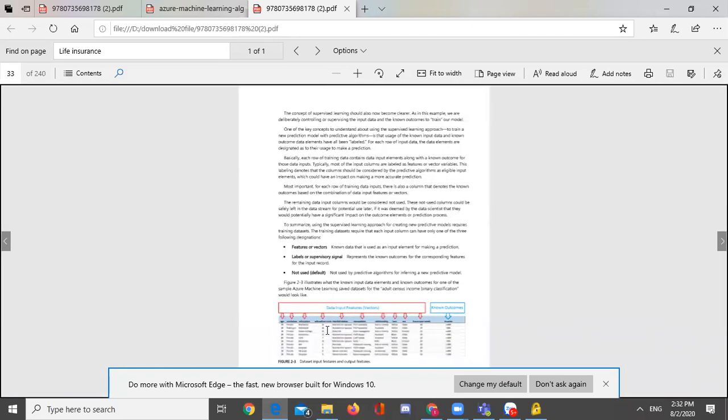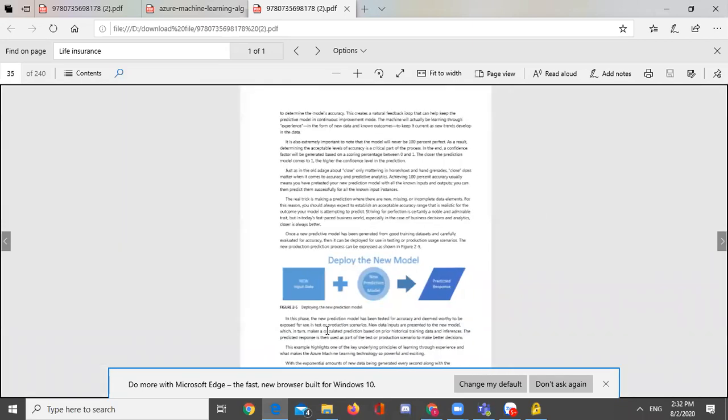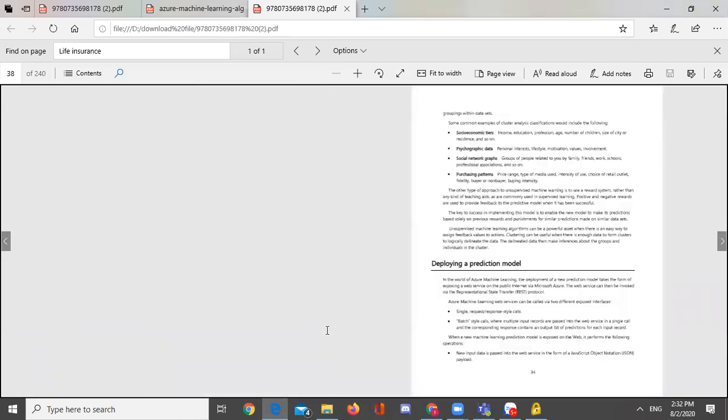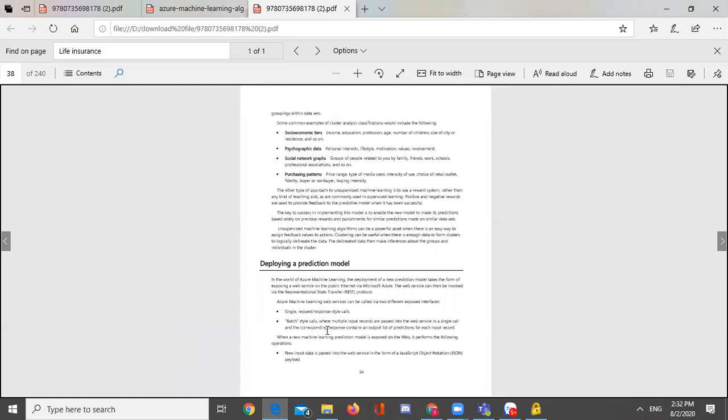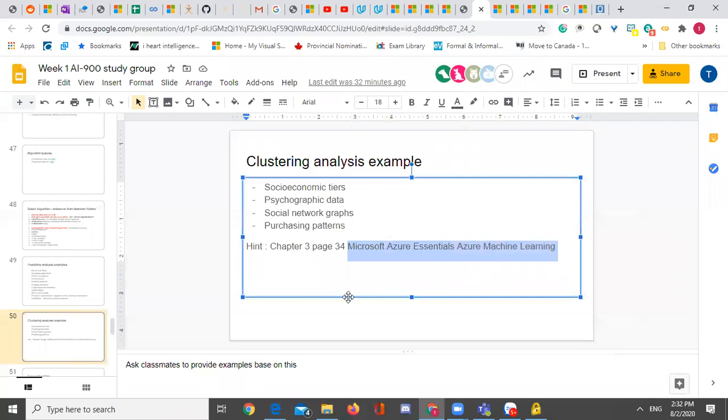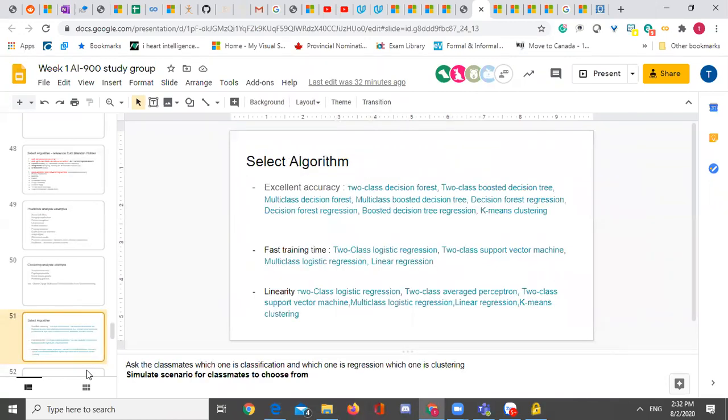Okay, so there are more examples on clustering that you can look at here. So download this book and look at some examples of predictive and clustering, and I hope it will help you in the business scenario exam candidate.